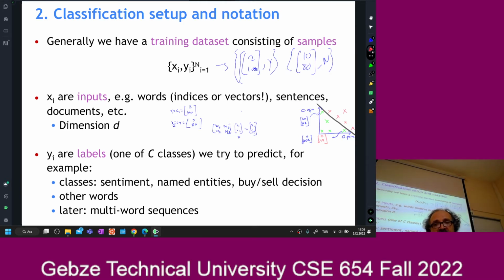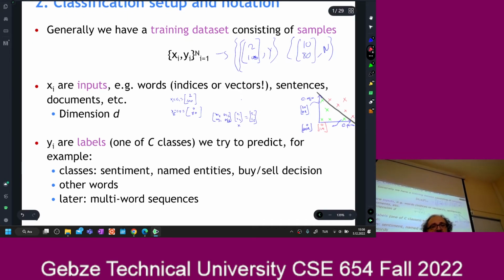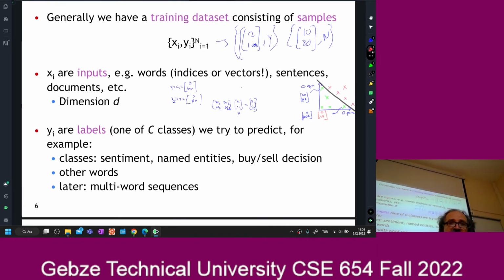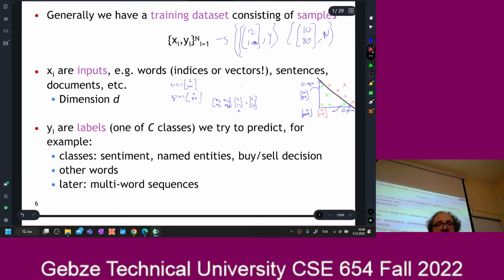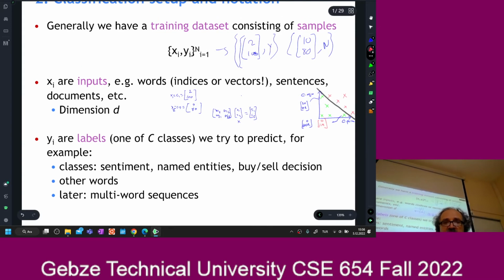But all I'm saying is that my inputs are my vectors, and my yi's are my labels. In my case, yes or no, buy or not buy. Or in case of sentences, if I have a sentence as an input, sentiment: is this a positive sentence or negative sentence, and so on. In case of words, if my input is a word, maybe named entity recognition is a good example. Is this word a location? Is this word an organization? Is this word a person?